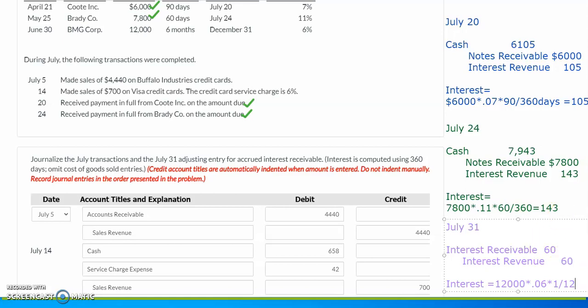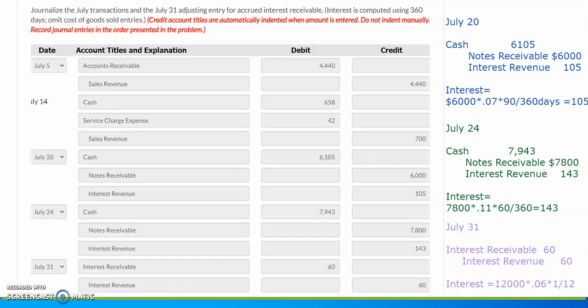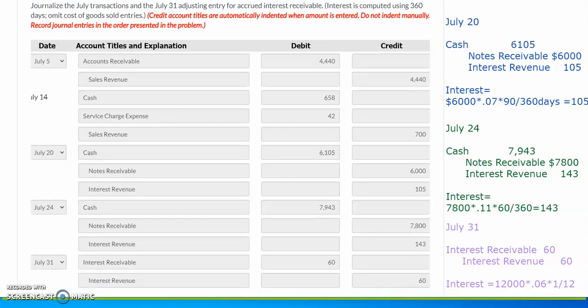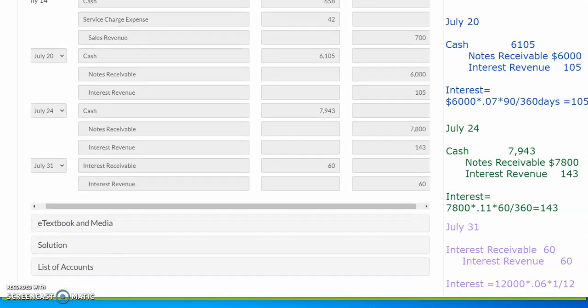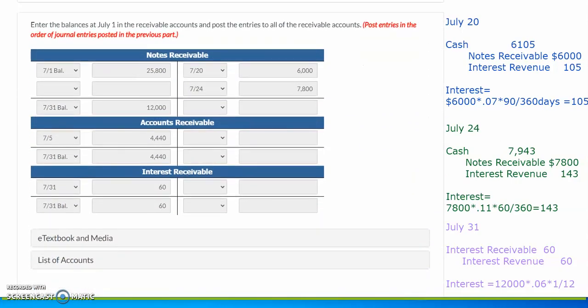All right. So I'm going to go ahead and scroll down so you guys can see the rest of these journal entries. So now you can see all of the journal entries that we've recorded during the period. If you want to pause the video just to make sure that you have all of the dollar amounts included in your problem. So the next part of this problem is entering in the receivables accounts and posting the entries.